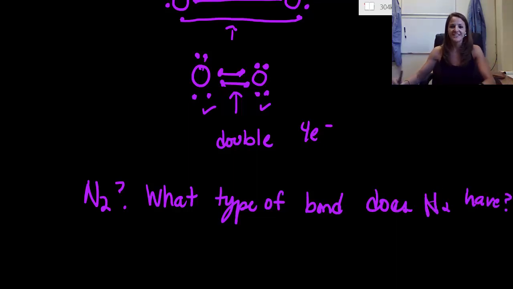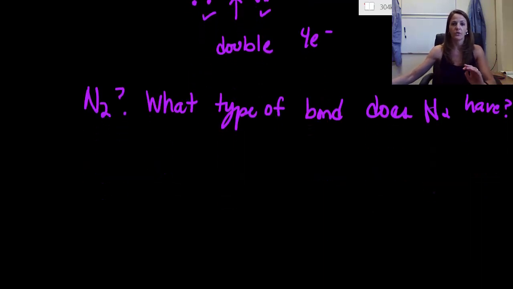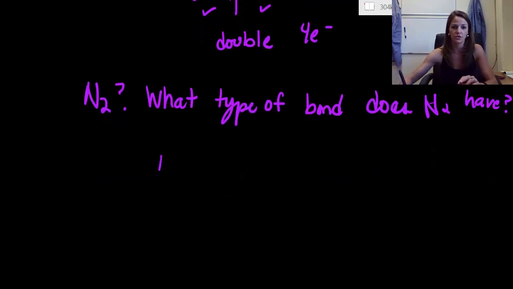All right, did you get an answer? If not, that's totally okay. We're going to work through it together. So the first thing you do is identify your atoms. So we had 2 nitrogen atoms. We know they're in group 5 if you found it on the periodic table, so it has 5 valence electrons.